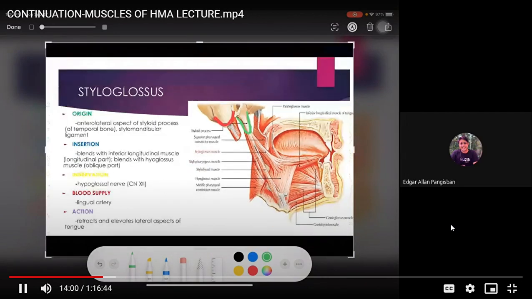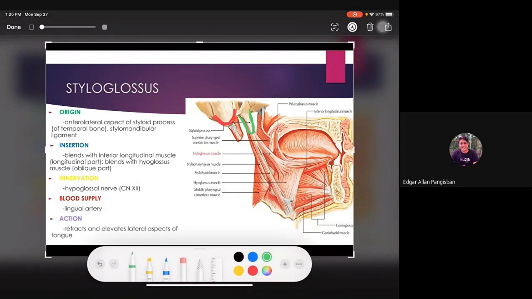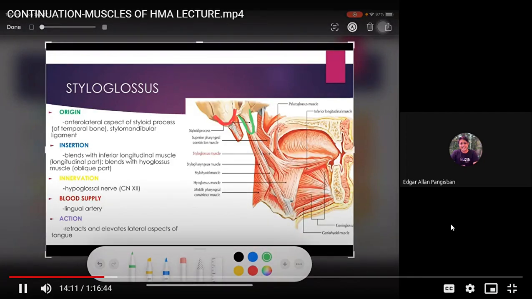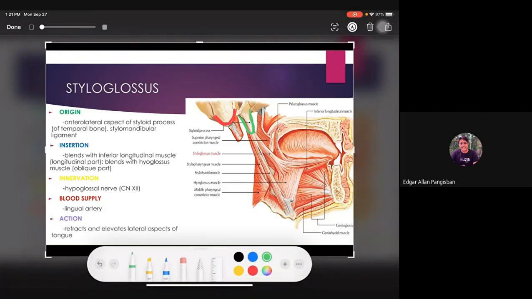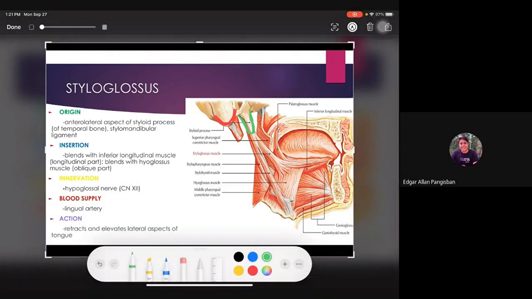Saan naka-insert ating styloglossus muscle? This is a very different muscle, ano, because the insertion, okay, it's not actually inserted on an organ or a bone. Okay. Naka-insert siya mismo on a muscle. Okay, the insertion is on a muscle. Kasi pansinin nyo here, sabi doon, it's inserted on an intrinsic muscle, your inferior longitudinal, and it is also inserted in an extrinsic muscle, yung hyoglossus nyo. So sa muscle siya naka-insert.